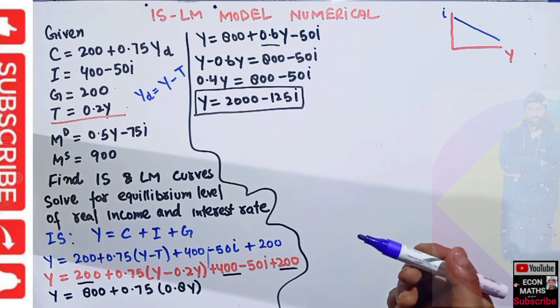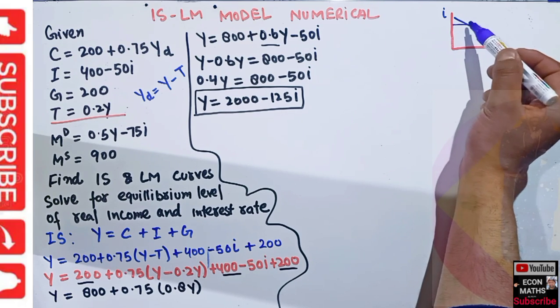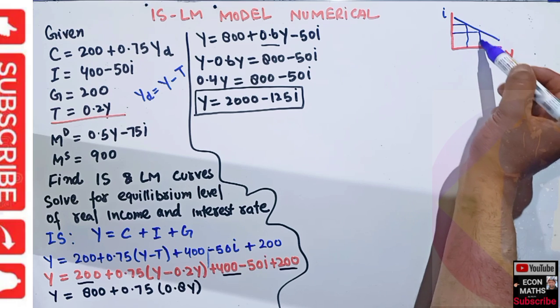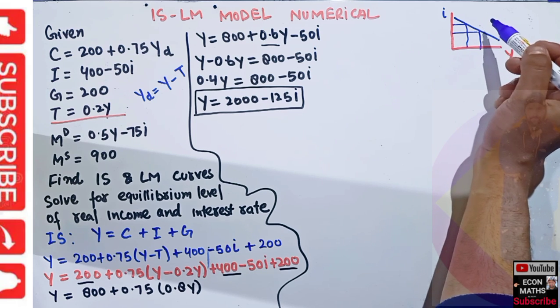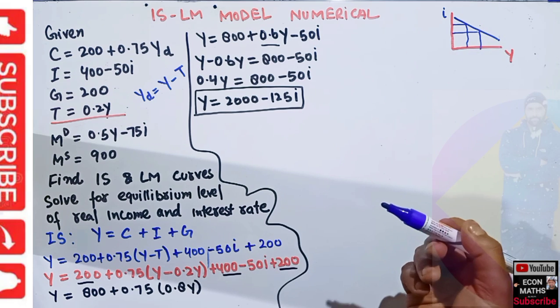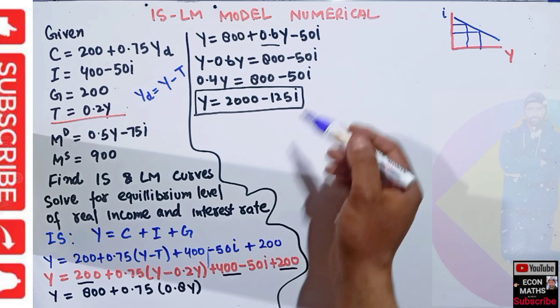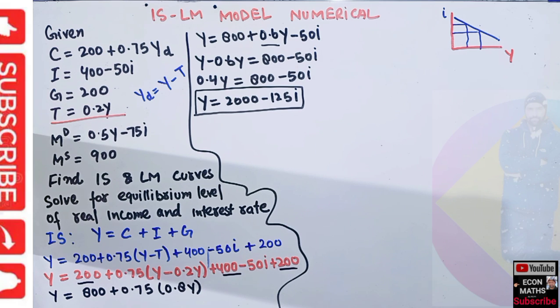Our IS equation shows us different combinations of rate of interest and level of income where our goods market is in equilibrium. So this is our IS equation. Now we need to find out the LM equation. For LM, let me write it here.